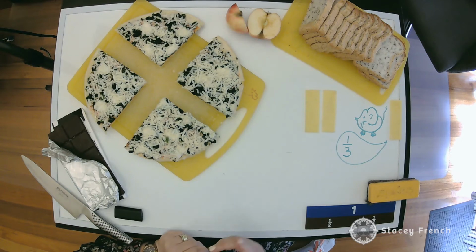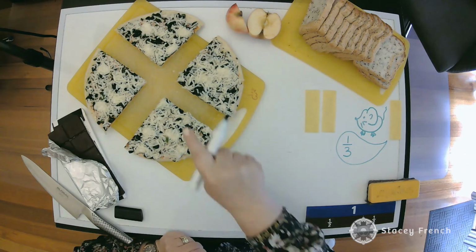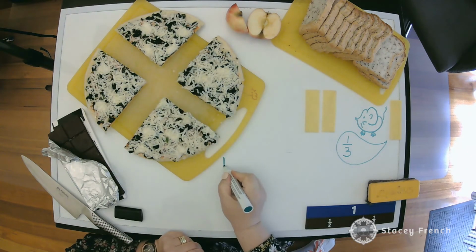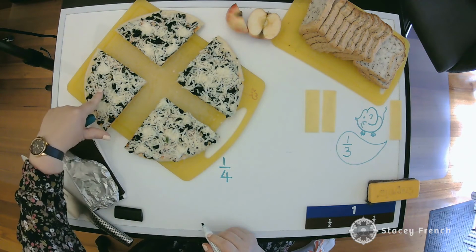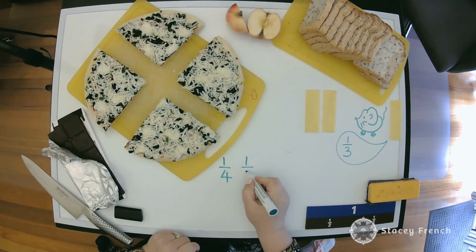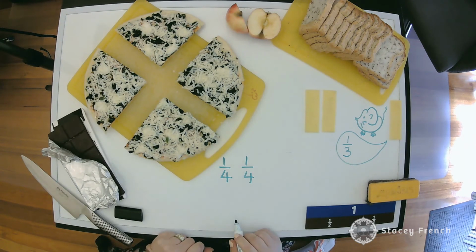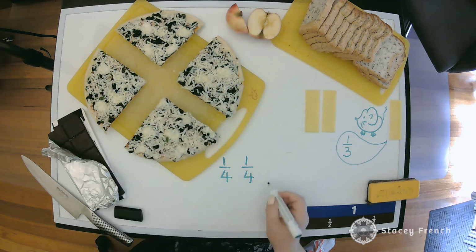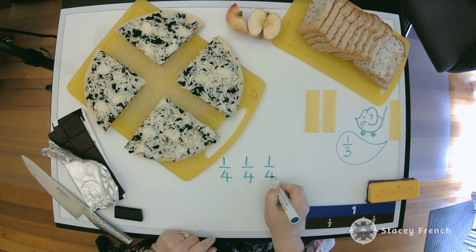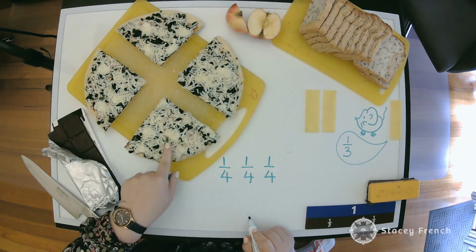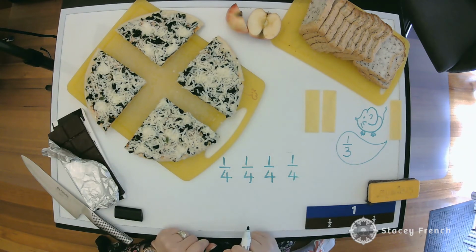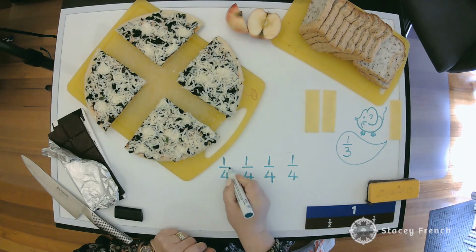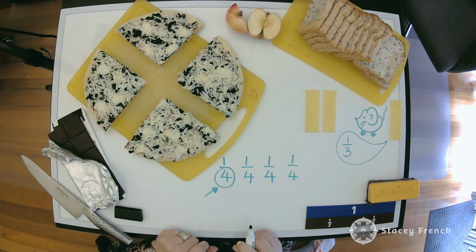Each of us is going to get one quarter. That is one quarter of my pizza. That is one quarter of my pizza. That is 1/4 of my pizza. And that is 1/4 of my pizza. My pizza was cut into 4 equal pieces.